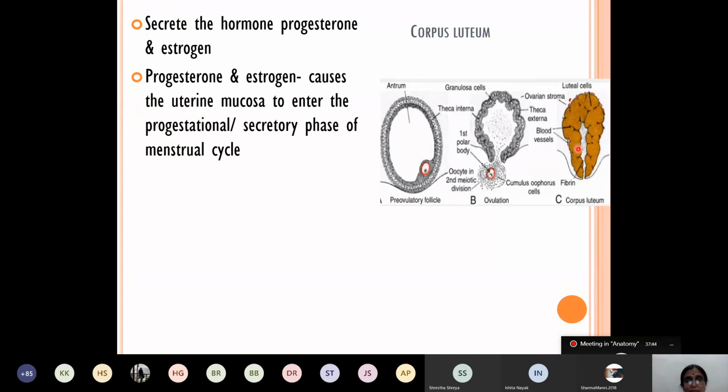What is the function of the corpus luteum? The function of the corpus luteum is that it secretes progesterone and estrogen. And what does that help? Progesterone and estrogen cause the uterine mucosa to enter into the secretory phase of the menstrual cycle.